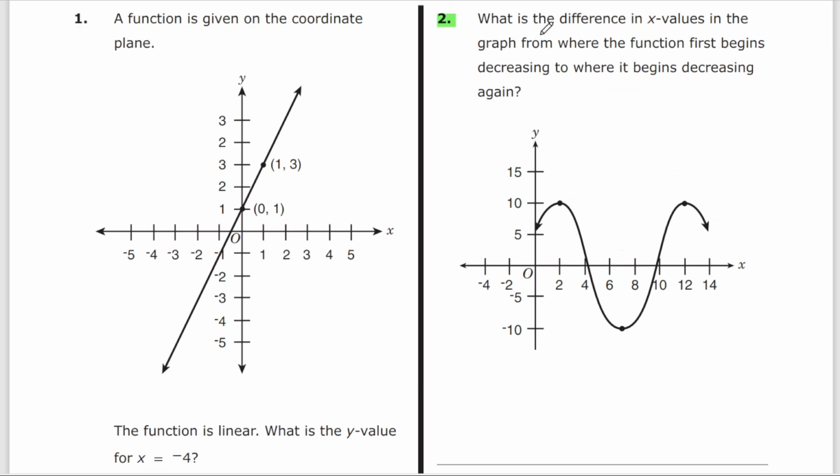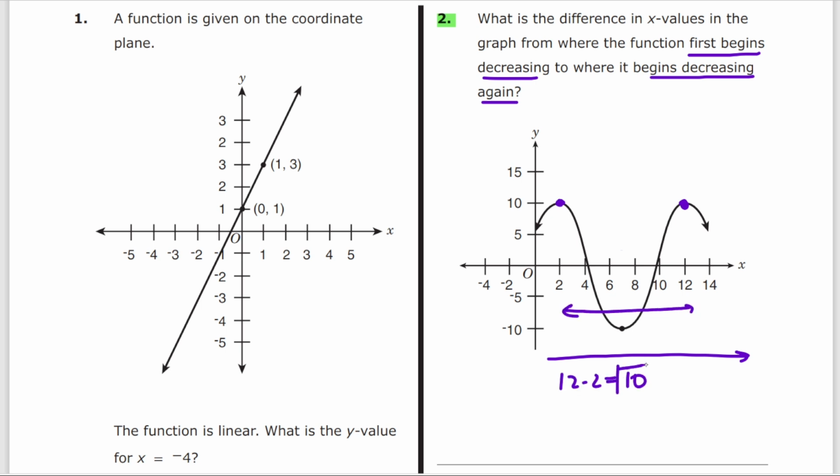Next problem. What is the difference in x values in the graph from where the function first begins decreasing to where it begins decreasing again? So decreasing means what? When you go to the right, the function goes down. So first it starts going down here, and then it starts going down here again. So the difference between 2 and 12, 12 minus 2 is 10, and that is the answer.